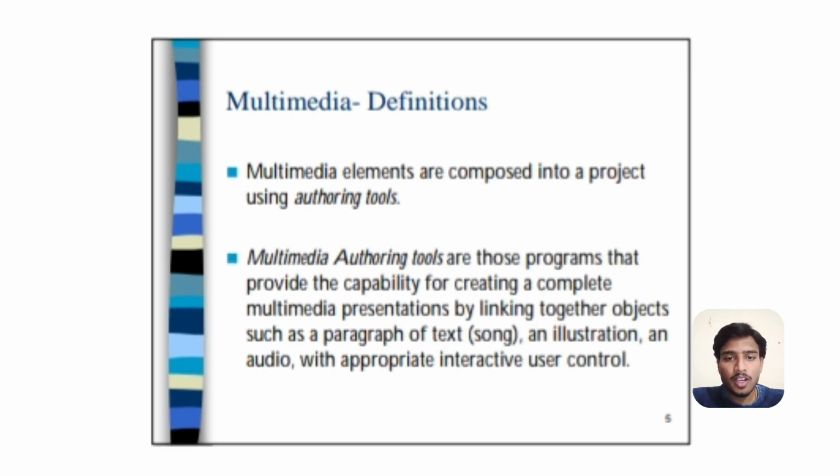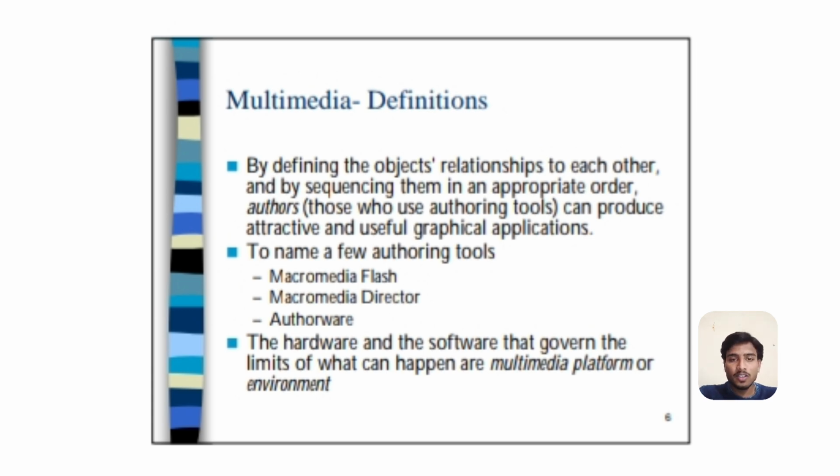Multimedia elements are composed into a project using authoring tools. Multimedia authoring tools are programs that provide the capability for creating a complete multimedia presentation by linking together objects such as paragraphs of text, songs, illustrations, and audio with appropriate interactive user control. By defining the objects' relationship to each other and by sequencing them in an appropriate order, authors can provide attractive and useful graphical applications. To name a few authoring tools: Macromedia Flash, Macromedia Director, Authorware. The hardware and the software that govern the limits of what can happen are the multimedia platform or environment.